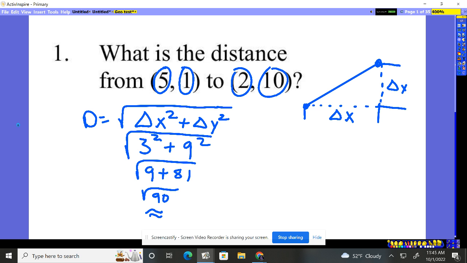And I said just round to the 10th. So that's about, 9 times 9 is 81, so it's 9.5 approximately. Okay, on the calculator, just take the square root of 90.